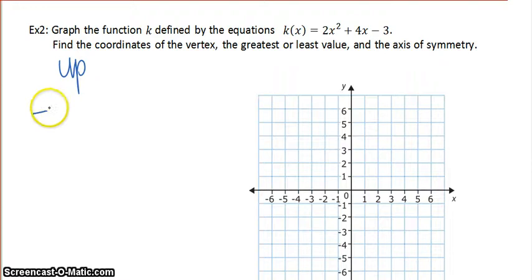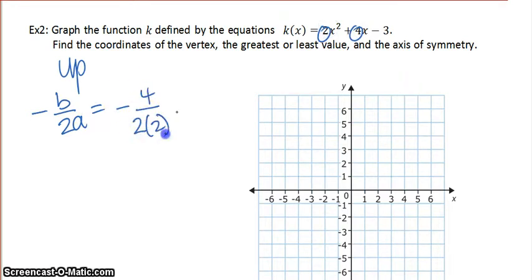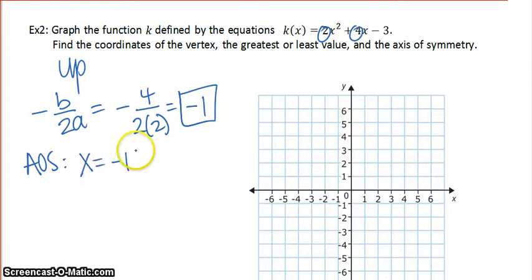So I'm first going to find what negative b over 2a is. Well, my b is 4, my a is 2. So I'm going to say negative 4 over 2 times 2, which equals negative 4 over 4, which is negative 1. So I know that my AOS is x equals negative 1. I also know that my vertex's x-coordinate is negative 1. And I can easily find my y-coordinate by plugging it in for x.